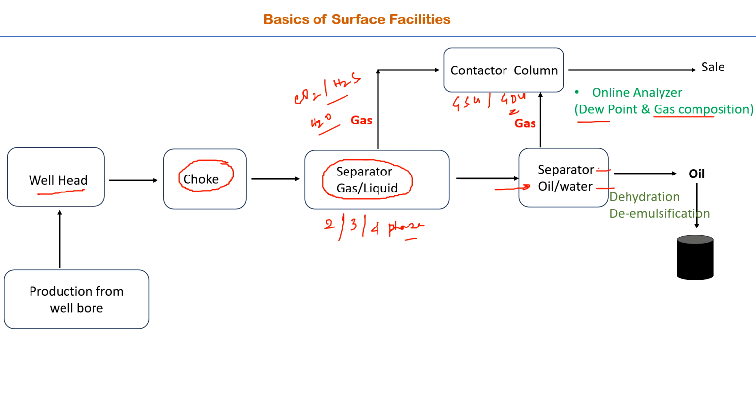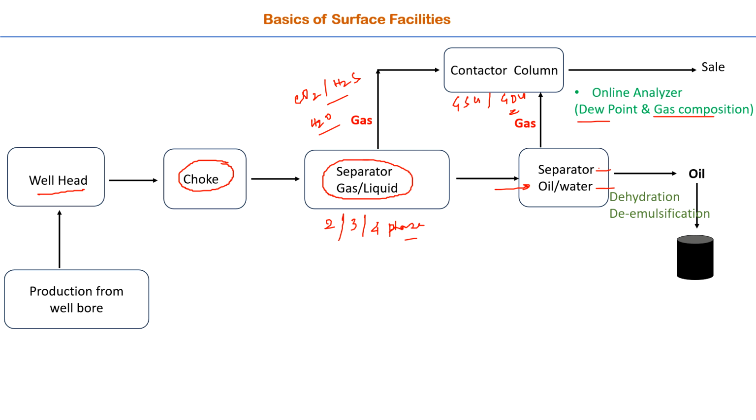Otherwise what will happen, water will go into the oil portion, or sometimes oil will go to the gas portion, like that. So to monitor these things, we need this kind of level controller. Okay. So first the oil comes out from the separator.